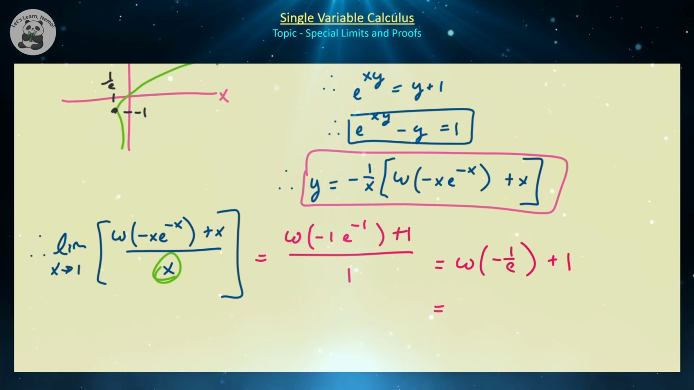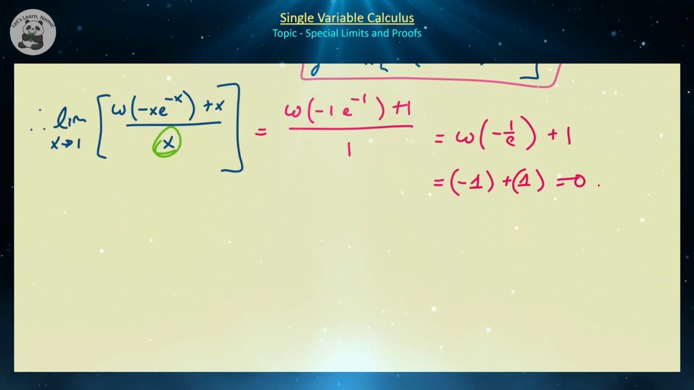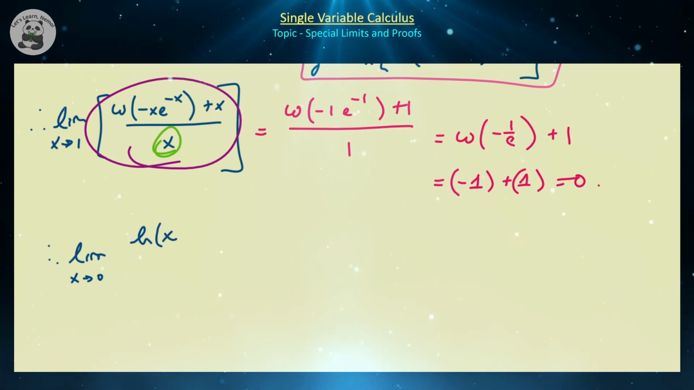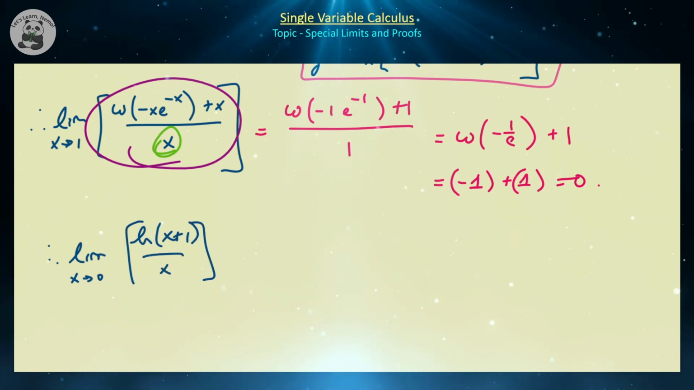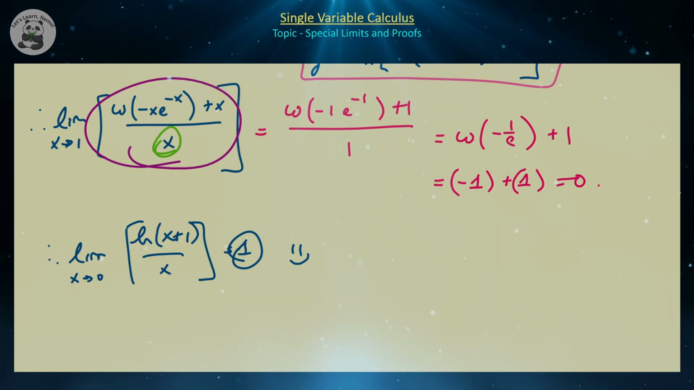And we already know that the omega relation at negative 1 over e is just going to be equal to minus 1, regardless of the branch that you choose. So we have minus 1 plus 1 is equal to 0. So, since this is the inverse relation of the relation that we want, by reversing our domain and range, the limit as x approaches 0 of the natural log of x plus 1 over x is actually precisely equal to 1. And that's the result that we aim to prove.